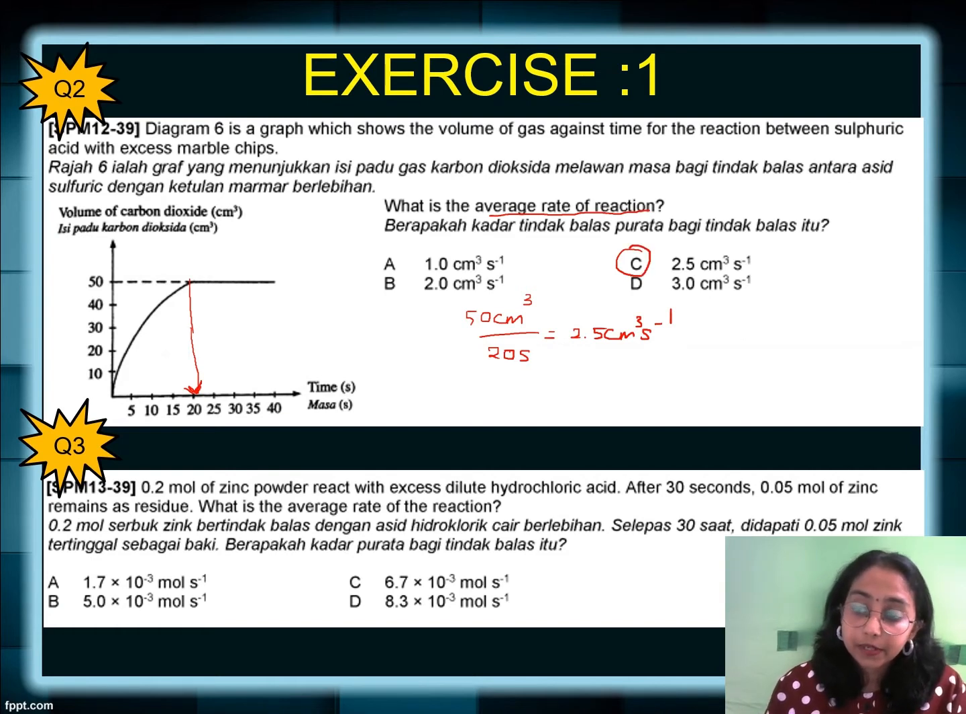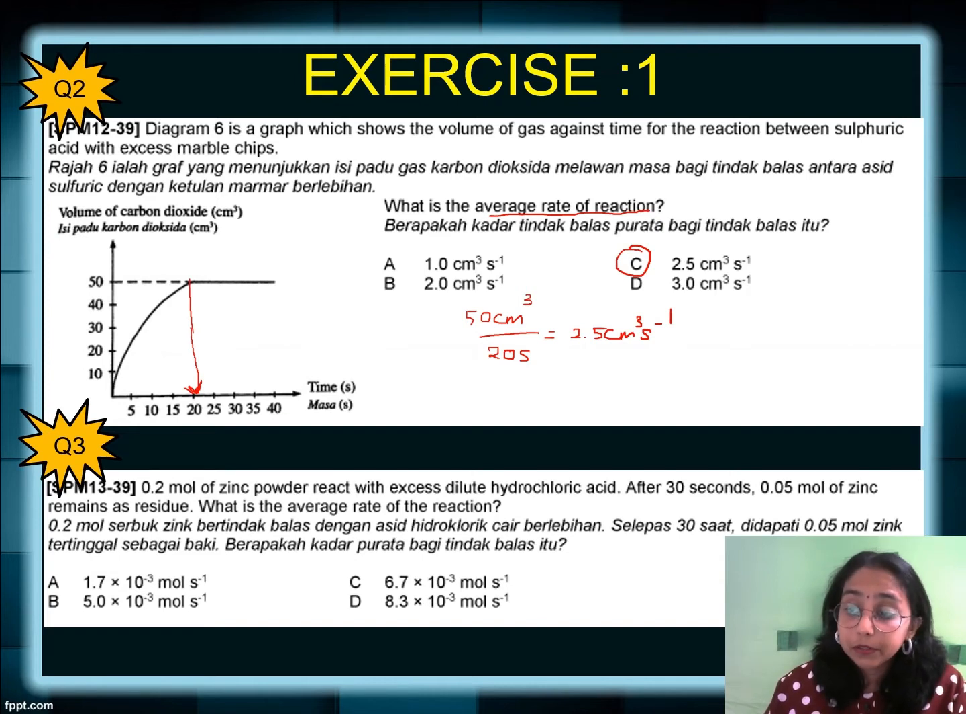Now let's look at question number 3. Question number 3 is actually not that difficult, but a kind of trick has been used. This is a kind of K-part question as well. Now let's read it. 0.2 mole of zinc powder reacts with excess dilute hydrochloric acid. After 30 seconds, 0.05 mole of zinc remains as residue. What is the average rate of reaction?